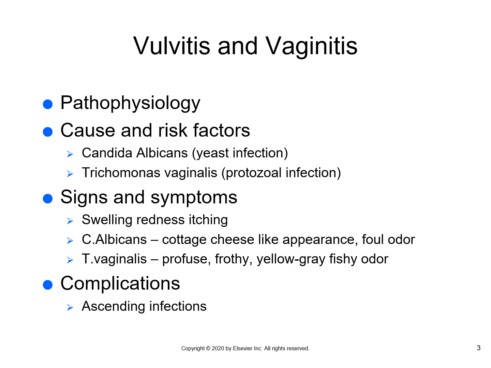So if Candida albicans is the causative pathogen, there will be a cottage cheese-like discharge, and there will be a foul odor. Okay, if it's caused by the yeast infection, your Candida albicans. And then your Trichomonas vaginalis is a protozoal infection. There will be a profuse, frothy, yellow-gray discharge with a fishy odor.